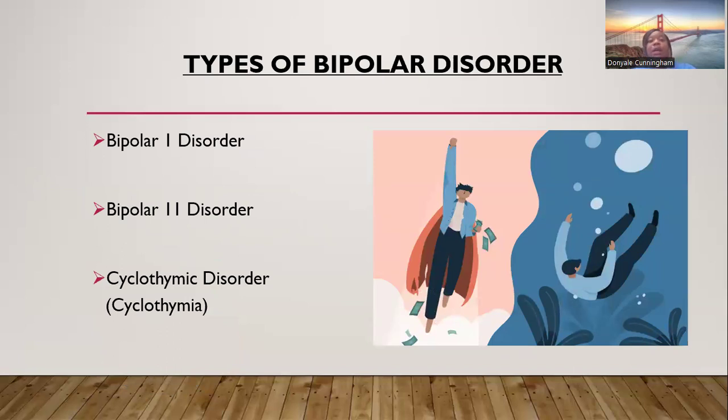And so the first one there is bipolar 1 disorder. This is at least one manic episode, may be preceded or followed by hypomanic or depressive episodes. Bipolar 2 disorder is at least one hypomanic episode and at least one major depressive episode, so not full manic episodes there. And then this is cyclothymic or cyclothymia disorder, and this is chronic mood fluctuations involving periods of hypomanic symptoms and depressive symptoms for at least 2 years, but not meeting the full criteria for hypomanic or depressive episodes. So those are different types.